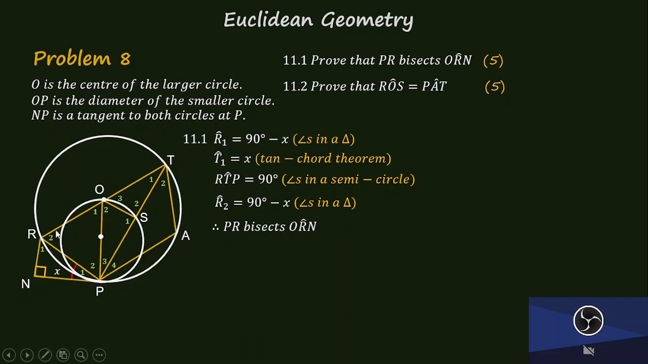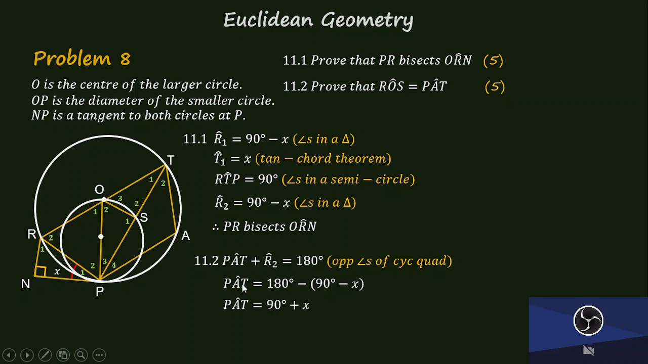PAT plus R2 should give me 180 degrees, but I already have R2. So I chose these two because I have enough information to find the missing one, which is PAT. So PAT will simply be 90 degrees plus X. So I have this now. All I have to show is that O1 plus O2 also give me 90 degrees plus X.